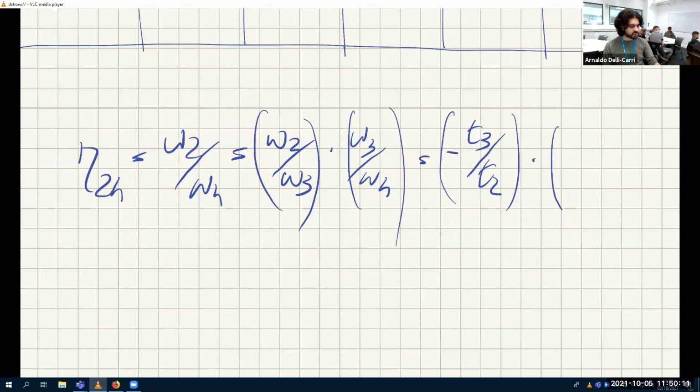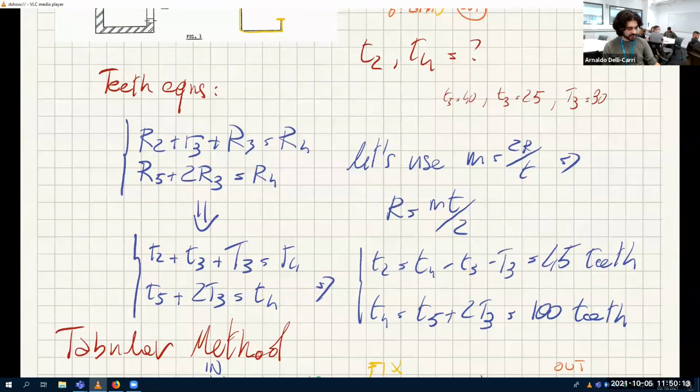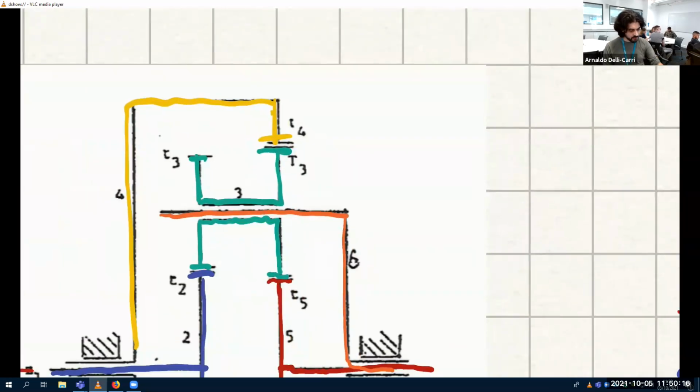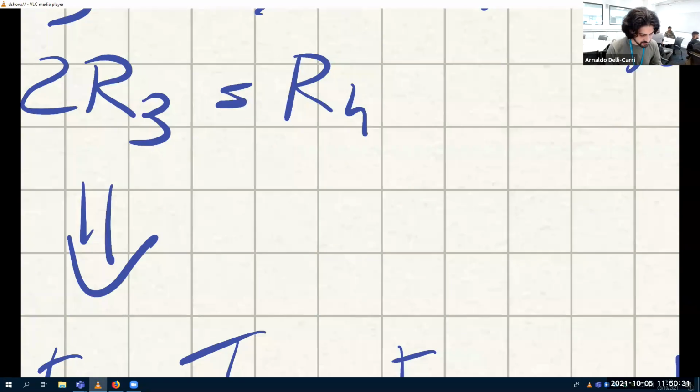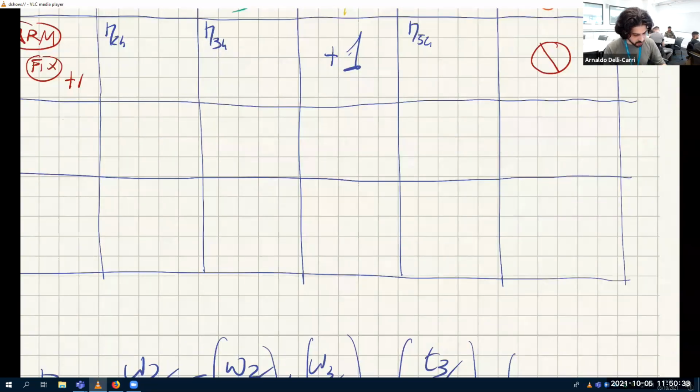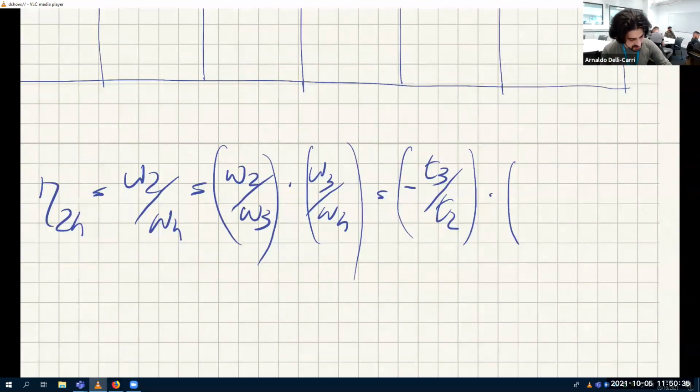Times the second one, which is omega 3 and omega 4. Let's check. 3 and 4, they do mesh. And there is the capital T3 that meshes with small t4, internally or externally? Internally. That means positive or negative? Positive. Okay, so omega 3 over omega 4 means the inverse, it's t4 over capital T3, because that's what's meshing. It's the larger gear that's meshing. And this is positive. Have you got a question?